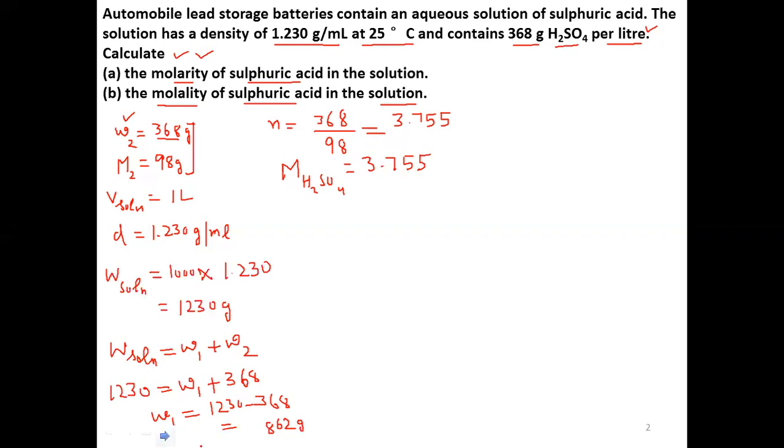This much weight of solvent contains these many moles of solute. So listen carefully. These 3.755 moles of solute are present in 862 gram of solvent. Now to calculate molality, what we have to calculate? The number of moles per kilogram of solvent, means per 1000 gram of solvent. So we can easily calculate it by unitary method, which says 862 gram of solvent contains the number of moles 3.755.